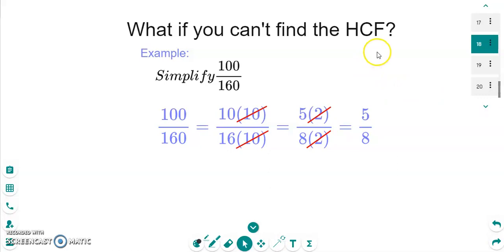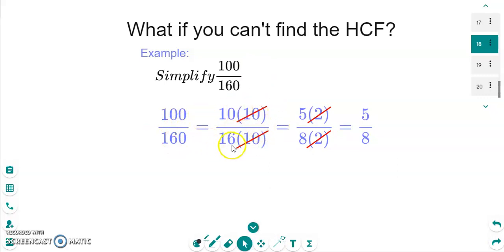What happens if you can't find the highest common factor? Example, simplify 100 over 160. Looking at this fraction, you might not be able to work out the highest common factor initially. So you can find a common factor instead. 100 can be rewritten as 10 times 10. 160 can be rewritten as 16 times 10. This means that 100 and 160 have a common factor of 10.